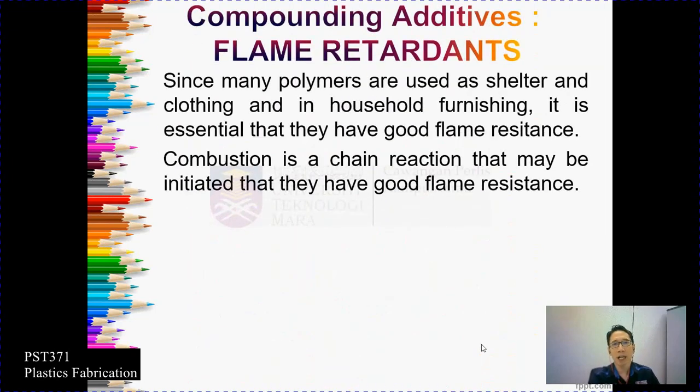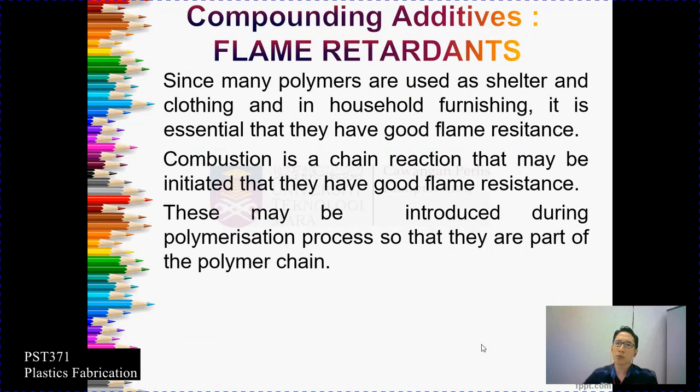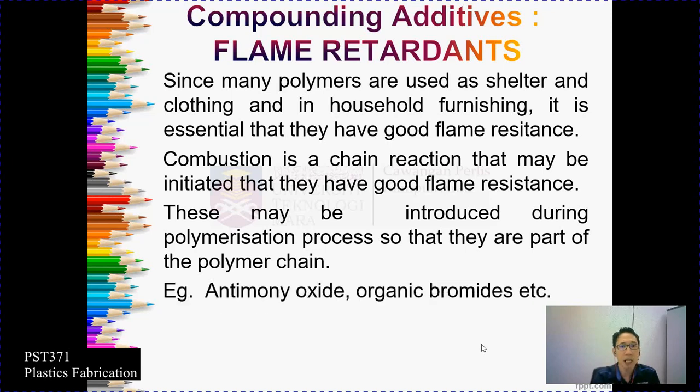And we have a flame retardant. Since many polymers are used as shelter and clothing, and in household furnishing, it is essential that they have good flame resistance. Combustion is a chain reaction that may be initiated. This may be introduced during the polymerization process, so they are part of the polymer chain. Examples are antimony oxide and organic bromide. Usually, when a fire starts on the polymeric material, this material will release gases that squeeze out any oxygen in the area, and we stop the flame.